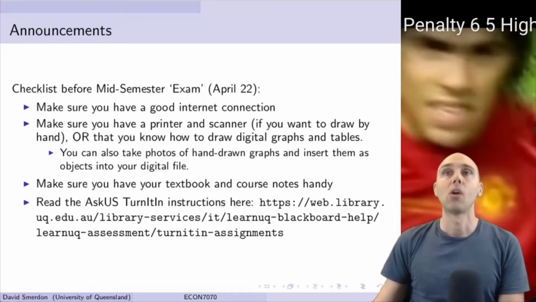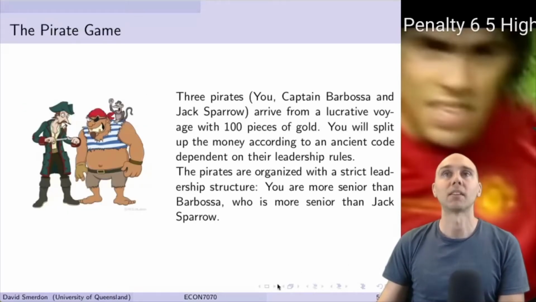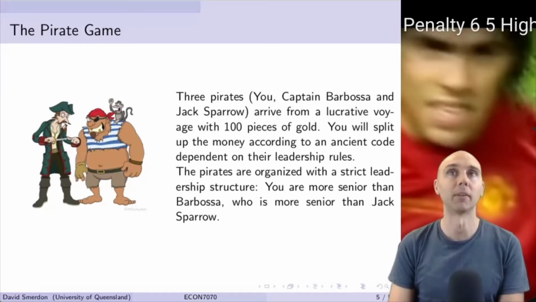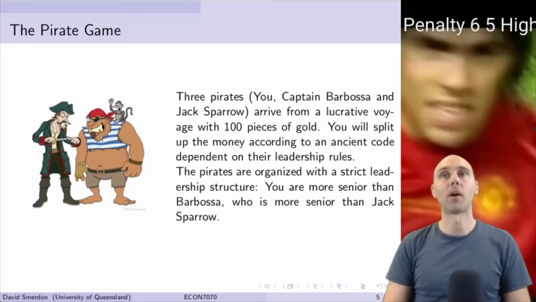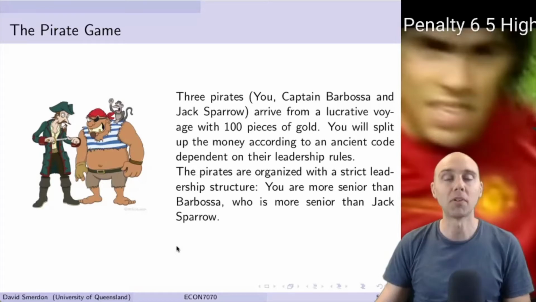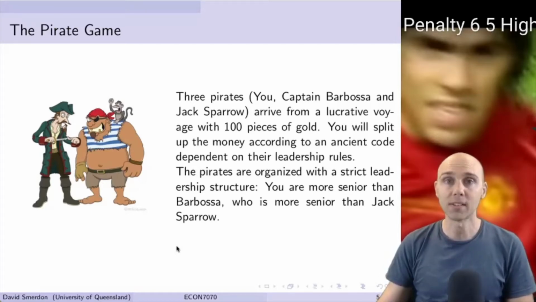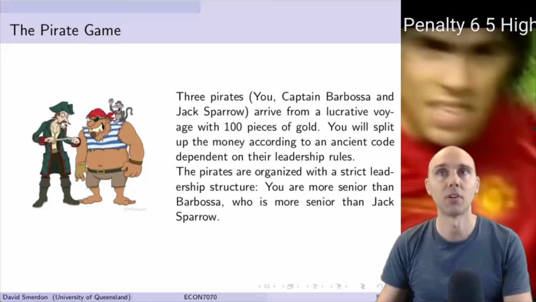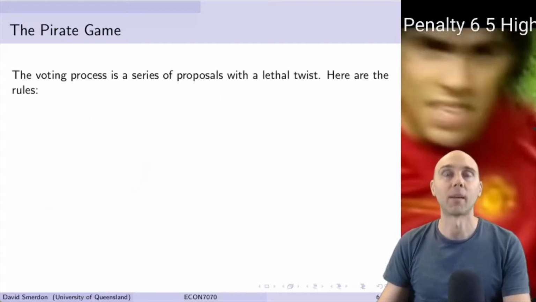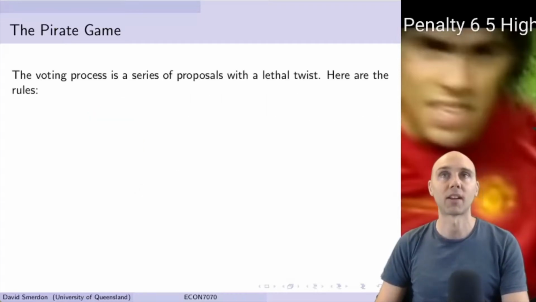Okay, what about the challenge from last week, the Pirates game? So there are 3 pirates, you, Captain Barbossa, and Jack Sparrow. You arrive from your looting and plundering with 100 pieces of gold, and you have to decide how to split them. Now, the code of honor among pirates says that there is a proposal voting system for allocating these coins, the treasure, and it also revolves around the strict leadership structure in place. So you are more senior than Captain Barbossa, who is more senior than Jack Sparrow.